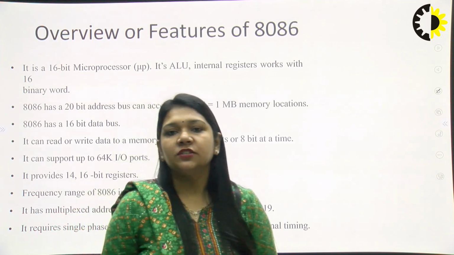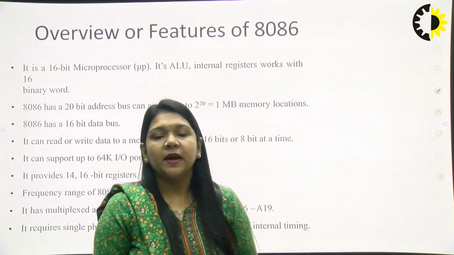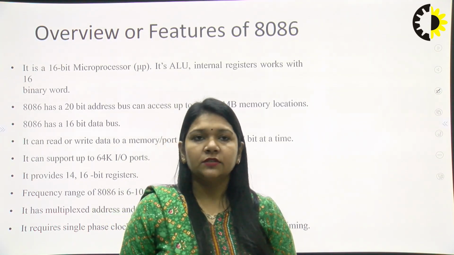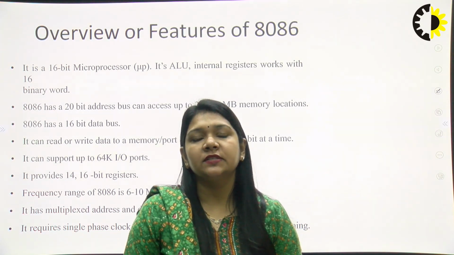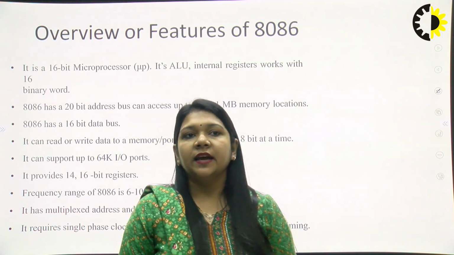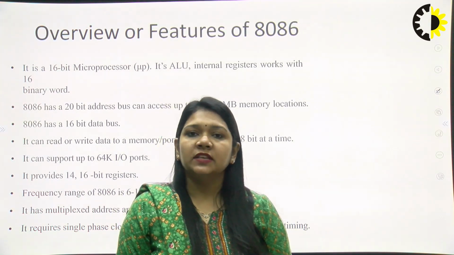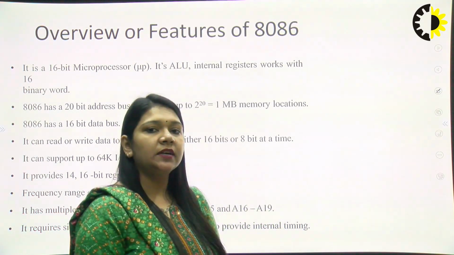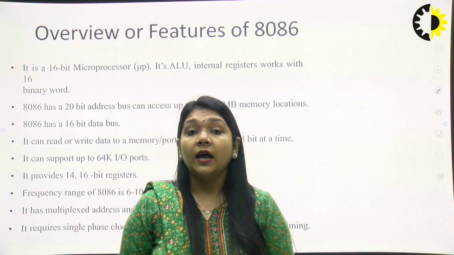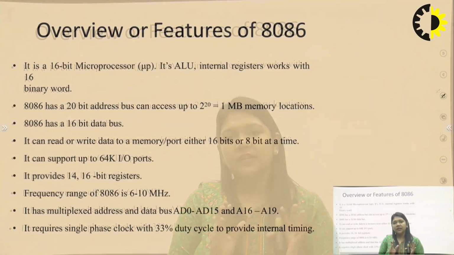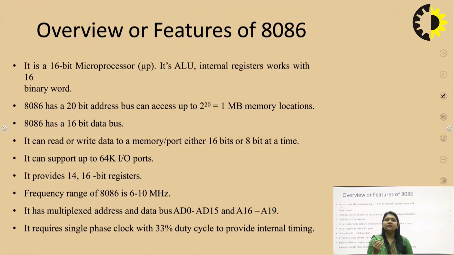So, overview and features of 8086. The 8086 microprocessor is a 16-bit microprocessor that works internally with 16-bit binary words, and it has internal registers. 8086 has a 20-bit address bus and a 16-bit data bus. If I compare 8085 and 8086, 8085 had an 8-bit data bus and a 16-bit address bus, but in 8086 the address bus is 20-bit and the data bus is 16-bit.